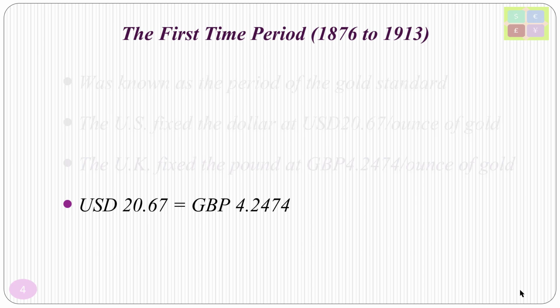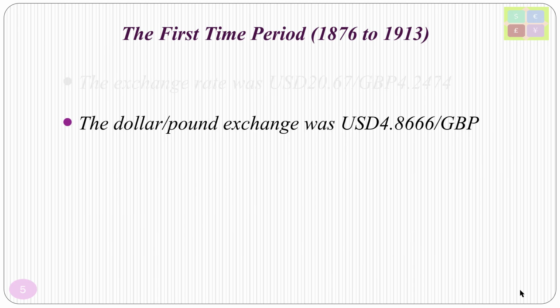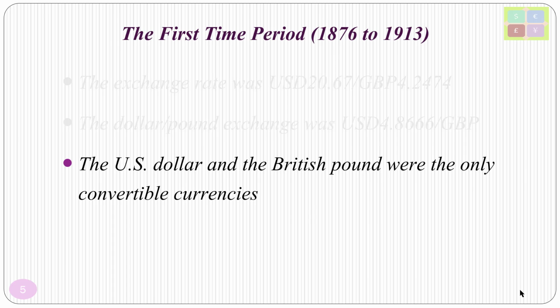4.2474 British pounds. And now we can say that the exchange rate between the dollar and the pound was 20.67 US dollars per 4.2474 British pounds. And this can be simplified to the dollar pound exchange rate of 4.8666 US dollars per British pound. The US dollar and the British pound were the only convertible currencies. By convertible, we mean widely accepted in international trade.